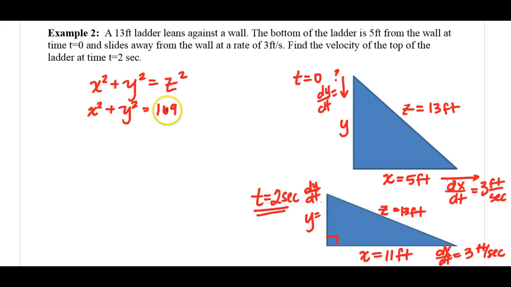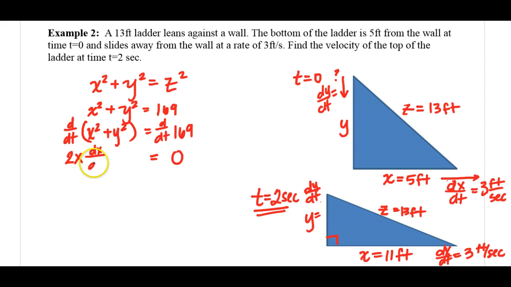So now I have to take the derivative of both sides with respect to time. So d/dt of x squared plus y squared, the whole left side, and then d/dt of 169 on the right side. The derivative of a constant is 0. The left side would be 2x dx/dt plus 2y dy/dt using implicit differentiation. And so now I'm solving for dy/dt. In order to find dy/dt, I'm going to have to plug something in for y, for dx/dt, and for x.